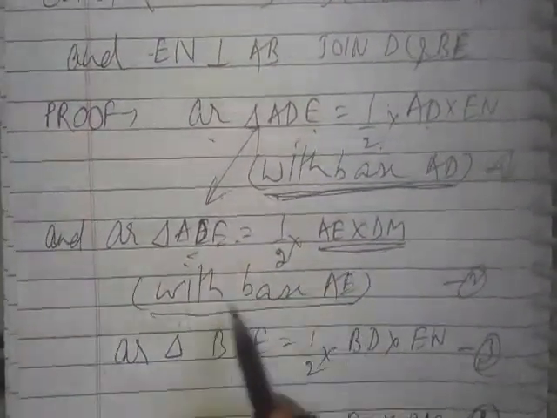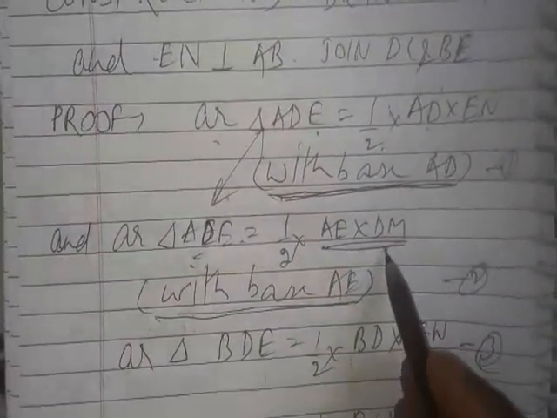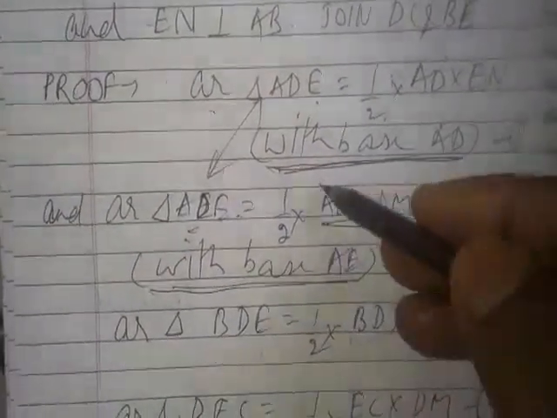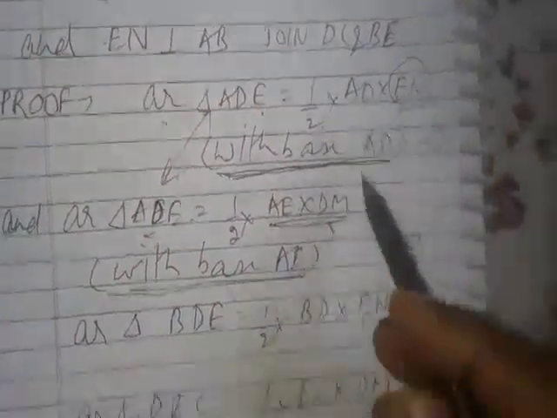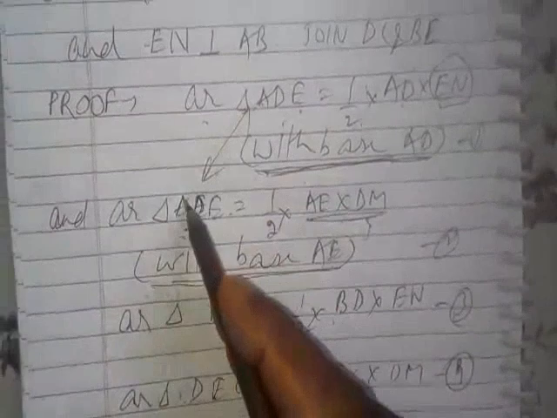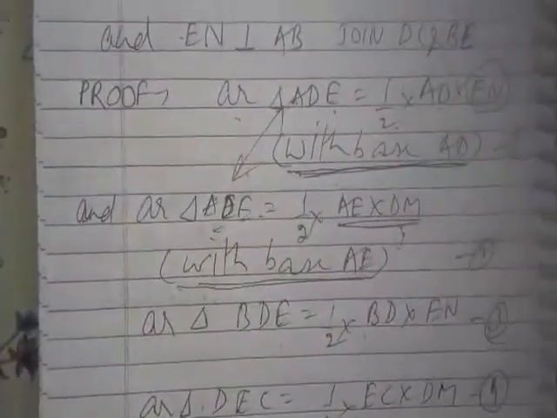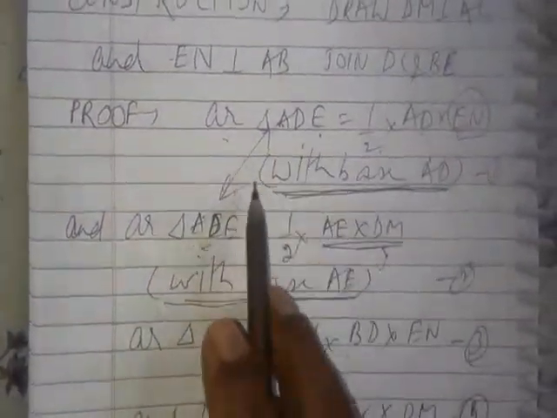Then we have the corresponding altitude as DM, and in the earlier case we had the corresponding altitude as EN. So we have expressed the area of triangle ADE in two different ways, but both are equal. Both are representing the same figure, so they are equal to each other.